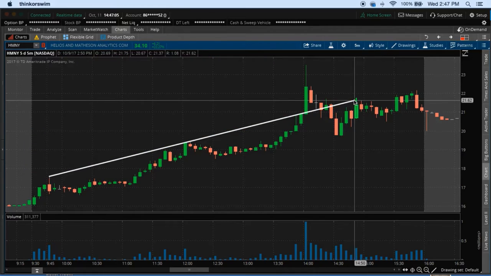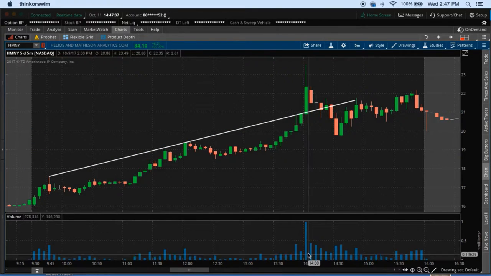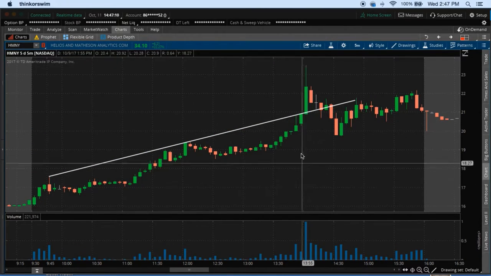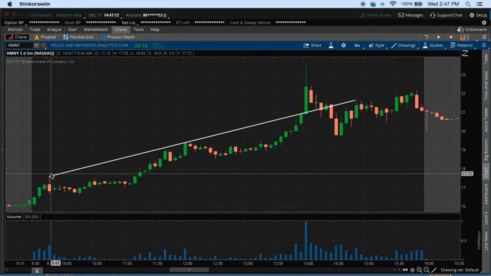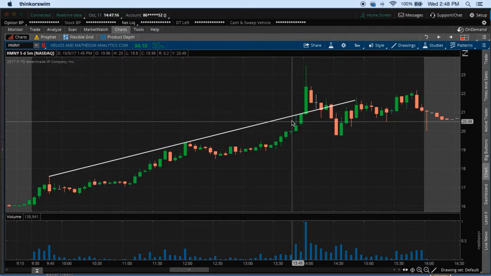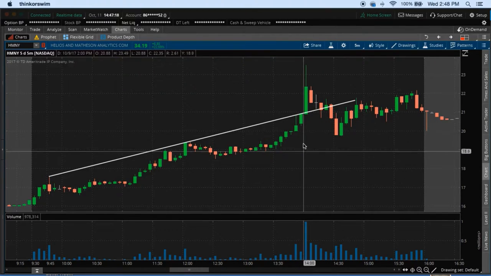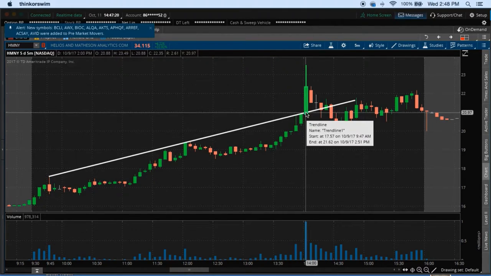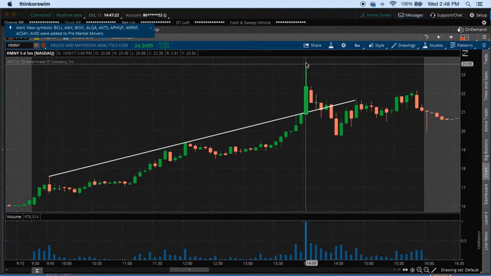Look where a bunch of massive volume comes in. And they follow the chart up, and that's the breakout of the upward trend resistance. Clear upward trend resistance breakout right there, and all the volume takes place right at that breakout level of 21. Pops up to a high of 23.